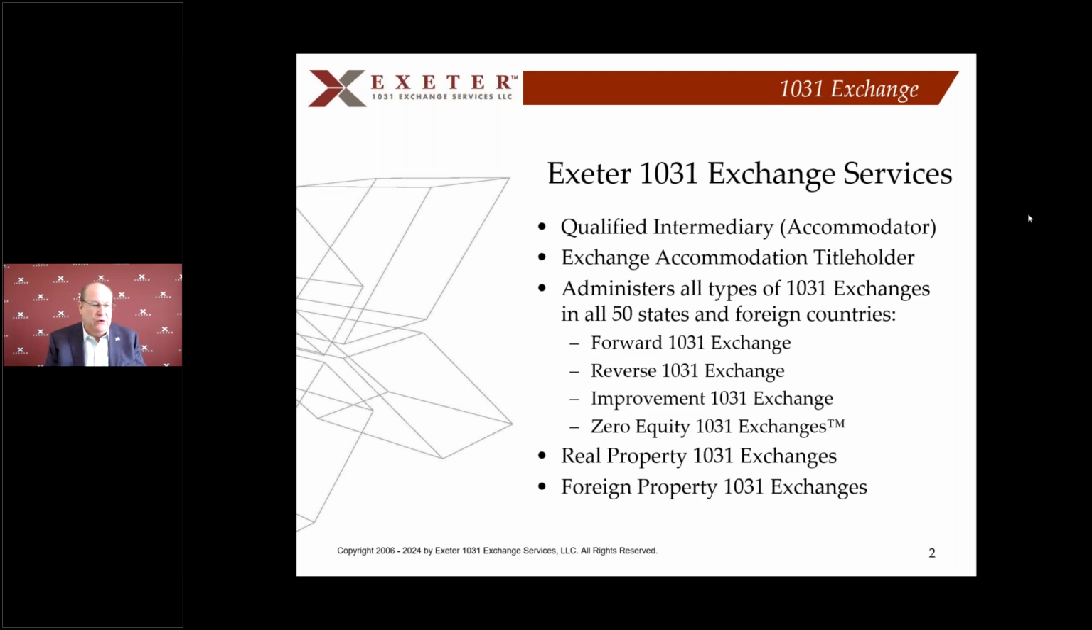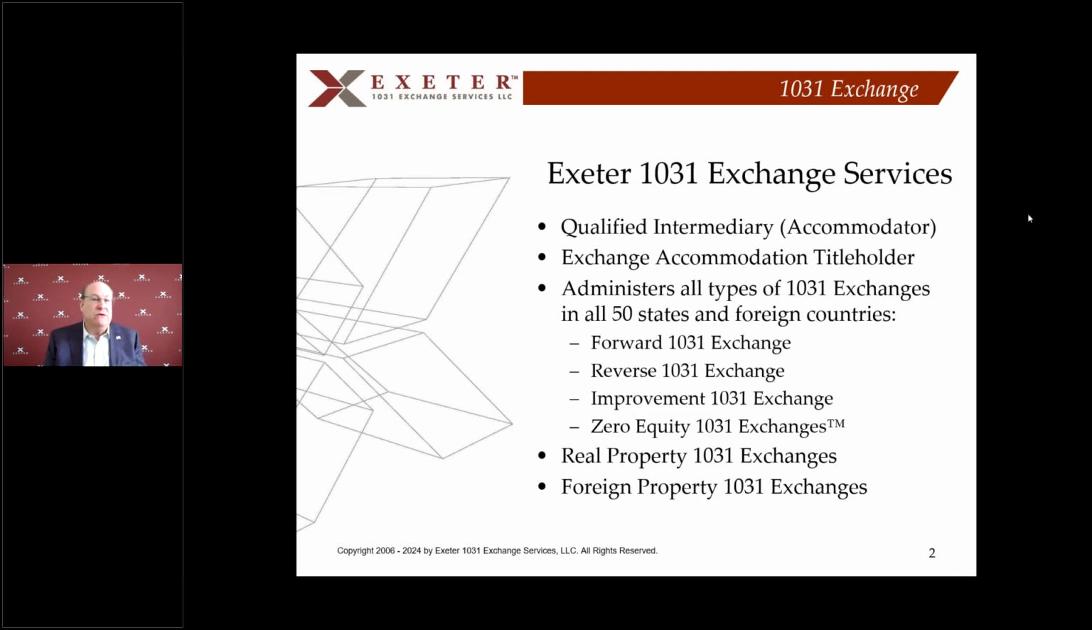That includes forward 1031 exchanges. Forward 1031 exchanges is what we're going to focus on most. That's where you sell your relinquished property first, and then you purchase your replacement property second. That's about 96% of our transaction volume. So by far in the industry, that is the most common 1031 exchange structure. It's the most simplified, the fees are less, etc. It's a lot more straightforward.